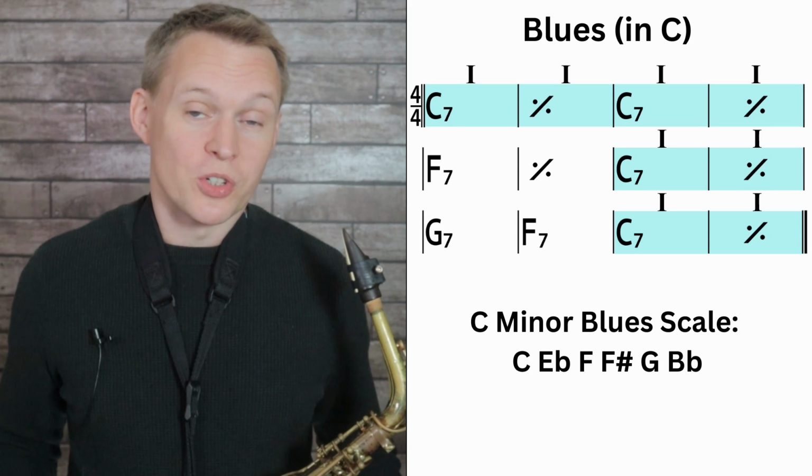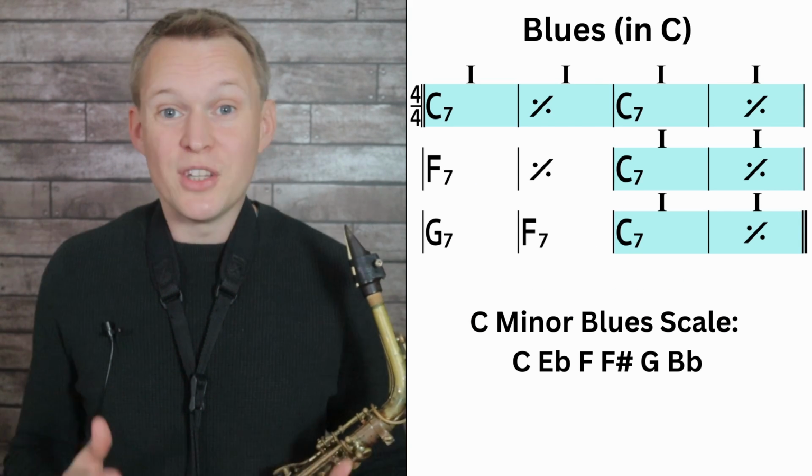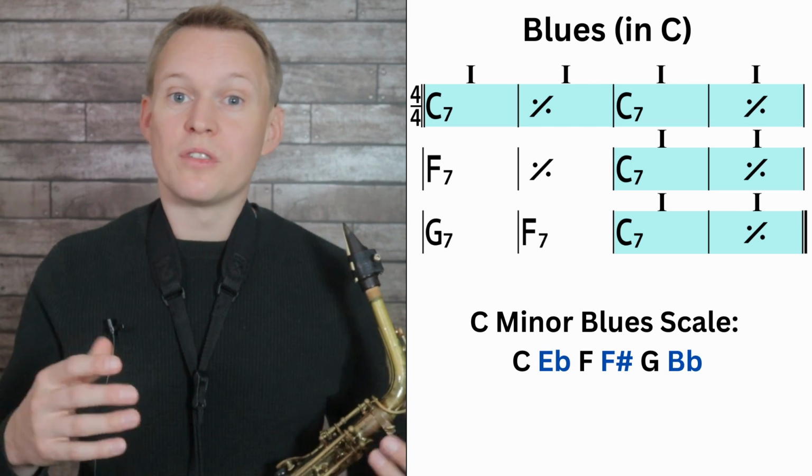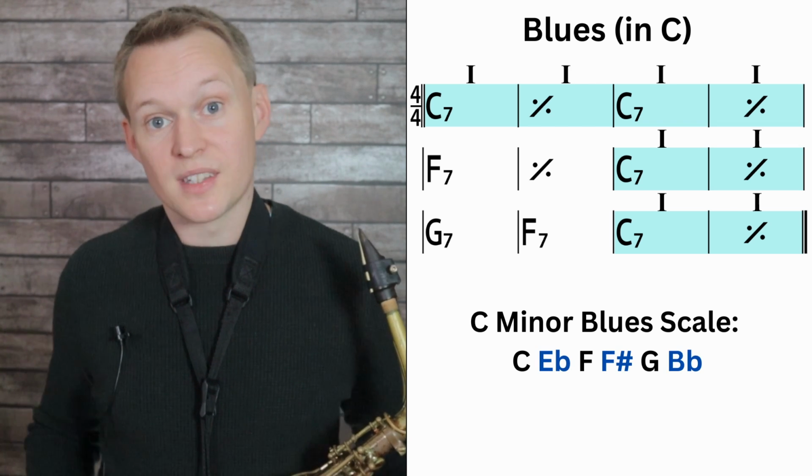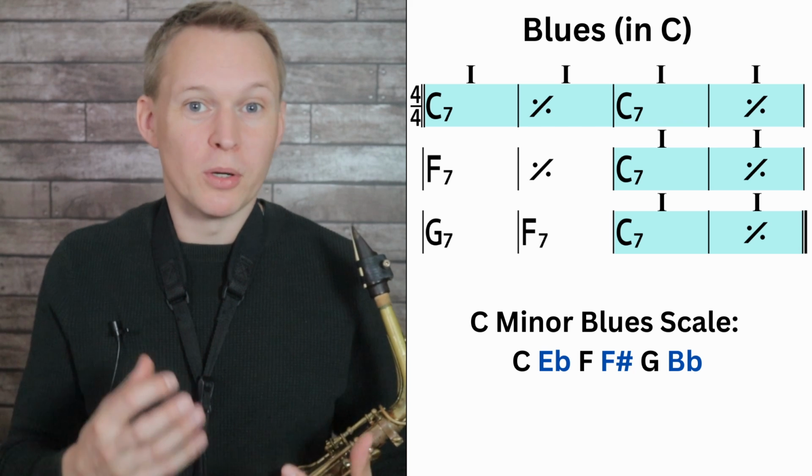Now another darker option is the minor blues scale. And you can see with this scale we have a lot more notes that are outside of the key of C. And this is what brings kind of a darker, more bluesier sound.